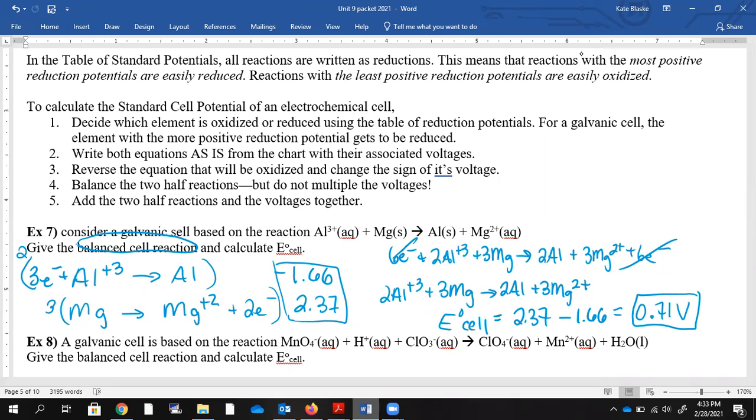So we will keep talking about these in class. A lot of it is just looking up things and relying on some of those rules that we learned about balancing chemical equations.